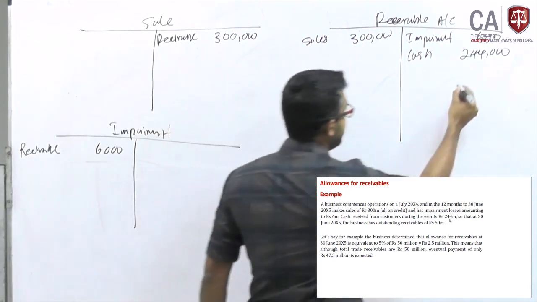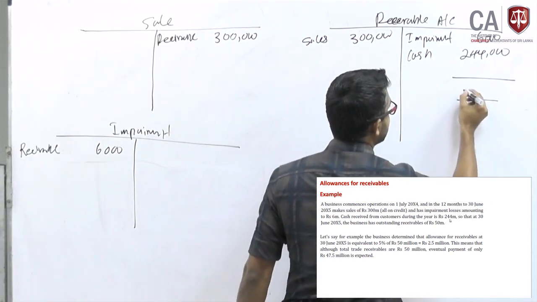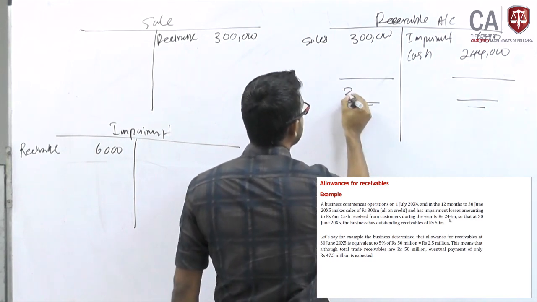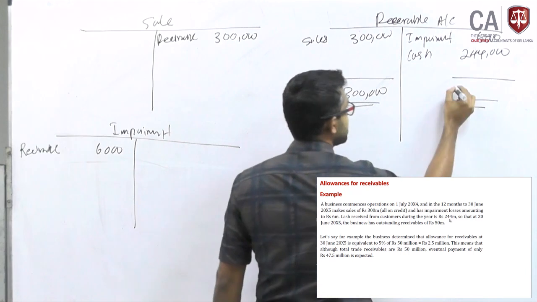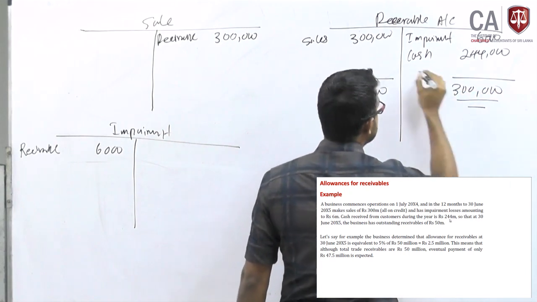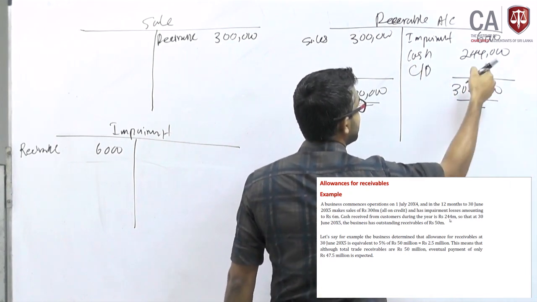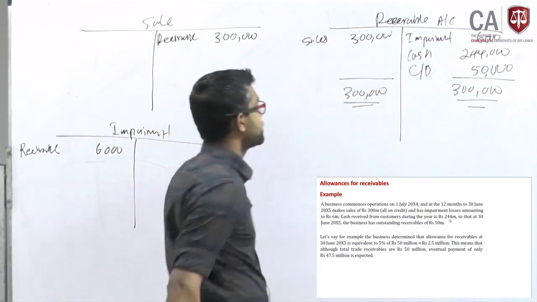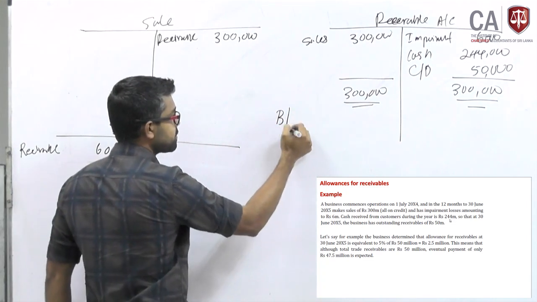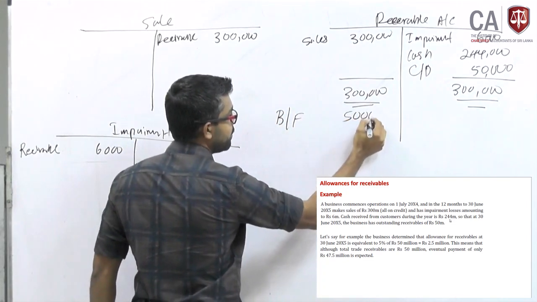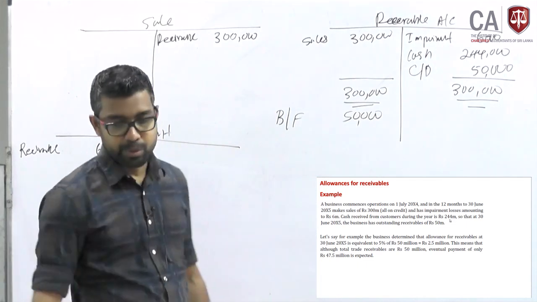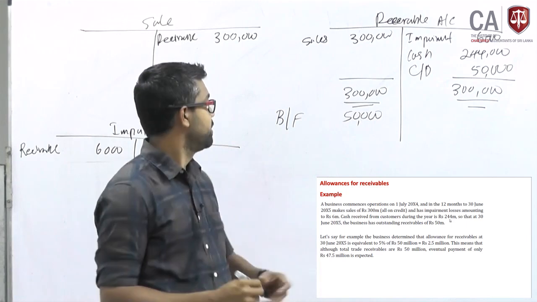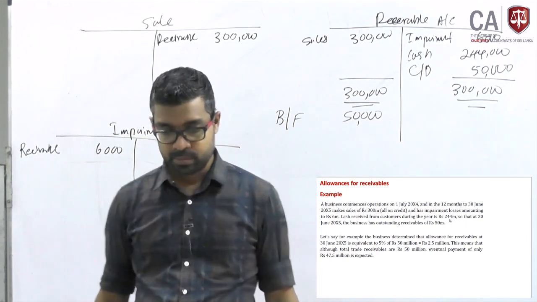So then what is the carried down value? This is 300,000, 300,000, carry down value 50,000. 50,000 brought forward. Debtor brought forward value how much? 50,000. Right? Opening balance for next year.